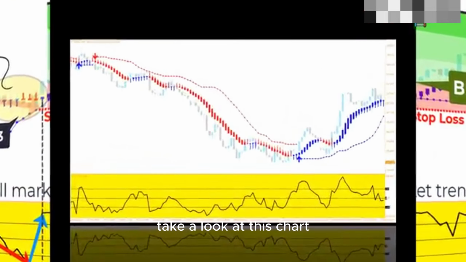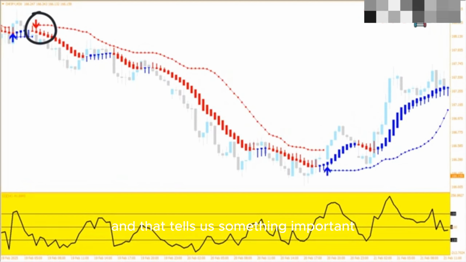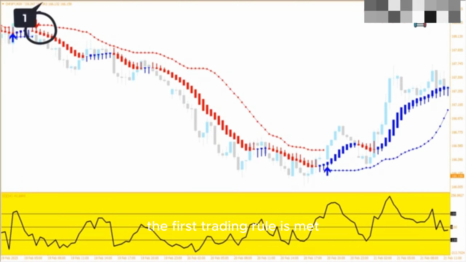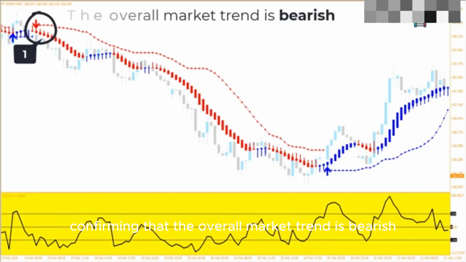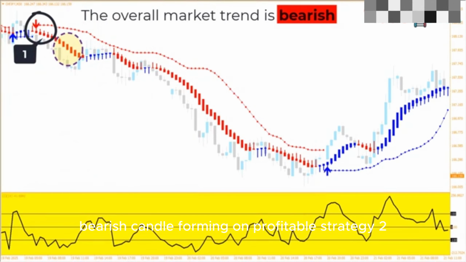Take a look at this chart. You can clearly see that profitable strategy 1 and strategy 2 are both red. That tells us something important: the first trading rule is met, confirming that the overall market trend is bearish. Now within this downtrend, we see a strong bearish candle forming on profitable strategy 2. This signals that the market isn't just bearish, it's in a strong bearish trend with strong selling pressure. And just like that, trading rule no. 2 is confirmed.